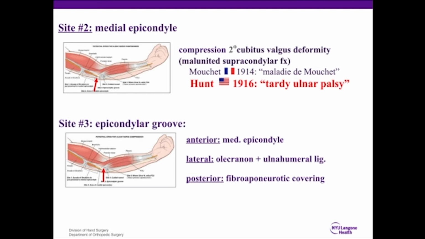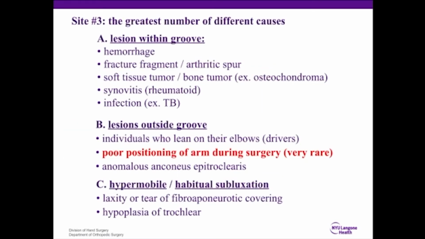And laterally, there's also the ulnar humeral ligament, and posterior is a very thick and dense fibroaponeurotic covering. This site has the greatest number of causes because there can be lesions within the groove, such as a fracture fragment or synovitis or infection. There can be lesions outside the groove, as seen in individuals who lean on their elbows for many hours each day, like long-distance truck drivers.